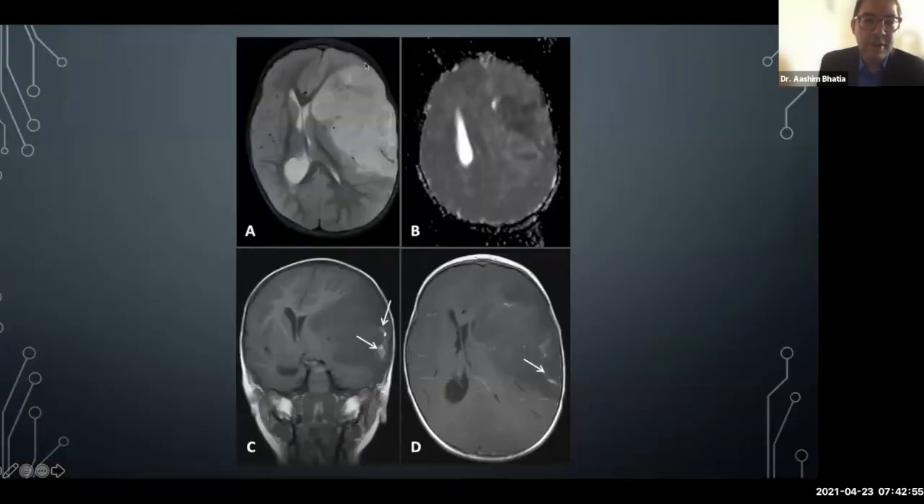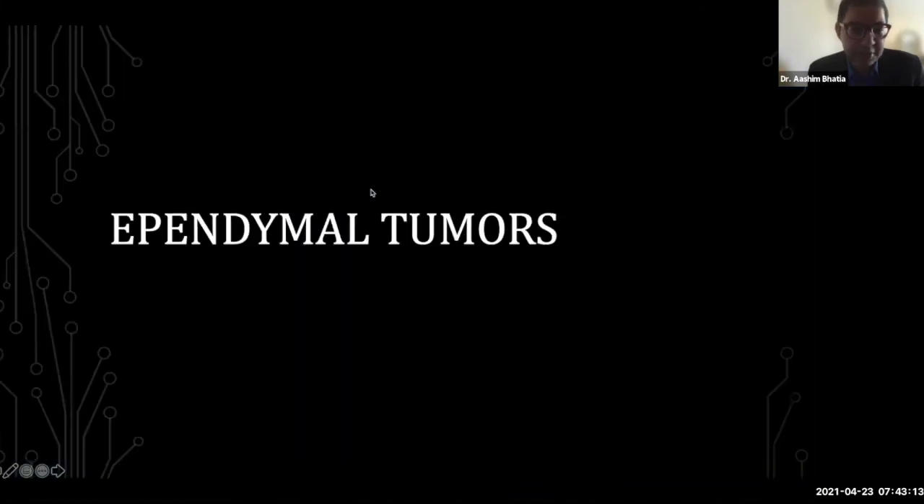Another example, very large mass causing midline shift, minimal T1 shortening there, maybe minimal enhancement, some reduced diffusion, but really not much surrounding vasogenic edema. For a mass of that size, you could put embryonal tumor with multilayered rosettes in the differential.